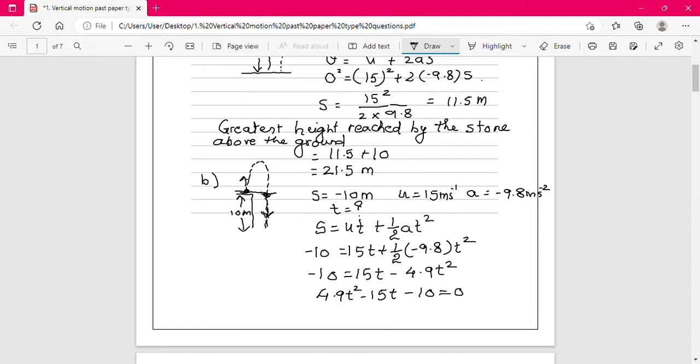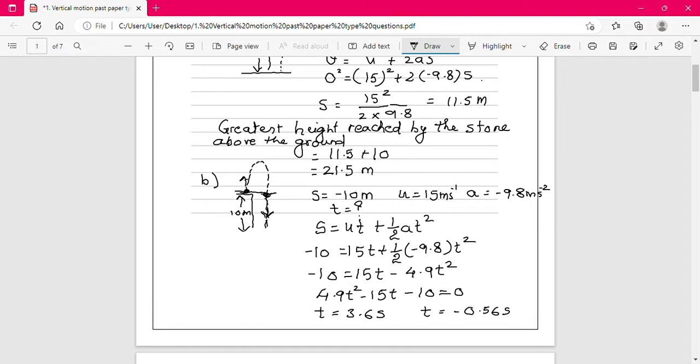Now you can solve this equation using the quadratic solver in the calculator. So that gives you two values of t. One is 3.6 seconds and the another value of t here is negative 0.56 seconds.